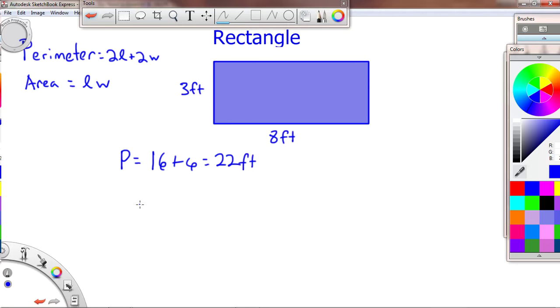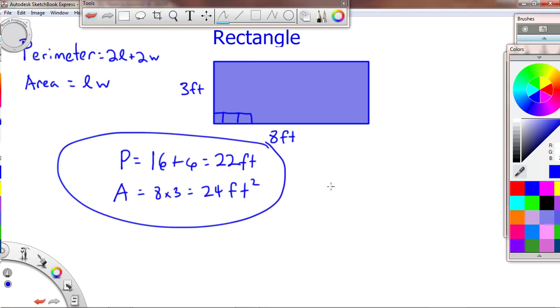Perimeter is distance. The area is going to be length times width. That's 8 times 3, which is equal to 24. But what are my units? Since we're talking about the little squares that go inside here, these are going to be square feet. Okay? And that's all there is to it. That's how you calculate the perimeter and area of a rectangle.